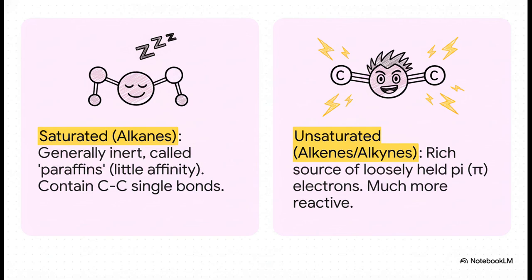And if that helps, let's make it even simpler. Just imagine they're all siblings in one big family. The alkanes, the saturated ones, they're like the calm, stable sibling. All single bonds, totally happy, doesn't really want to react with anyone. That's why they used to be called paraffins, which literally means little affinity. But then you have the alkenes and alkynes. Oh boy, they are the super energetic, super reactive siblings. They've got those extra pi electrons just sitting there, ready for action, waiting to start a chemical reaction.